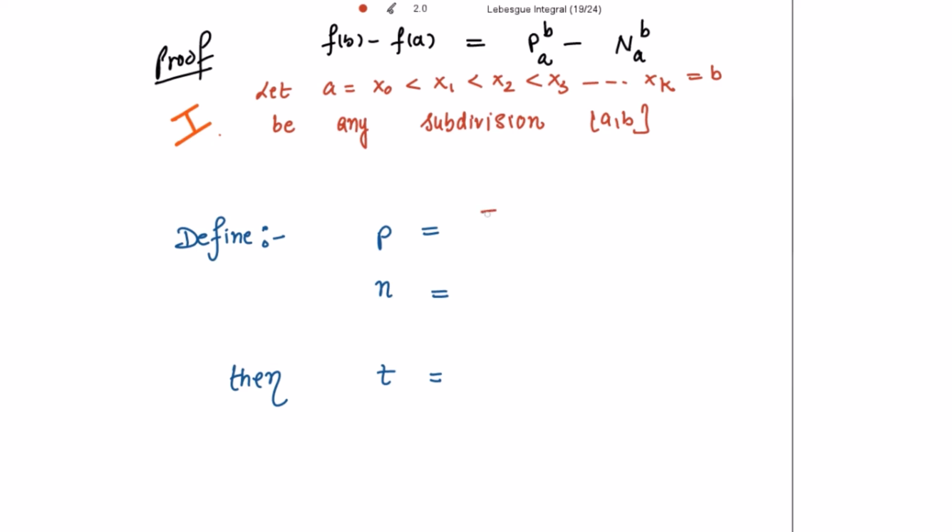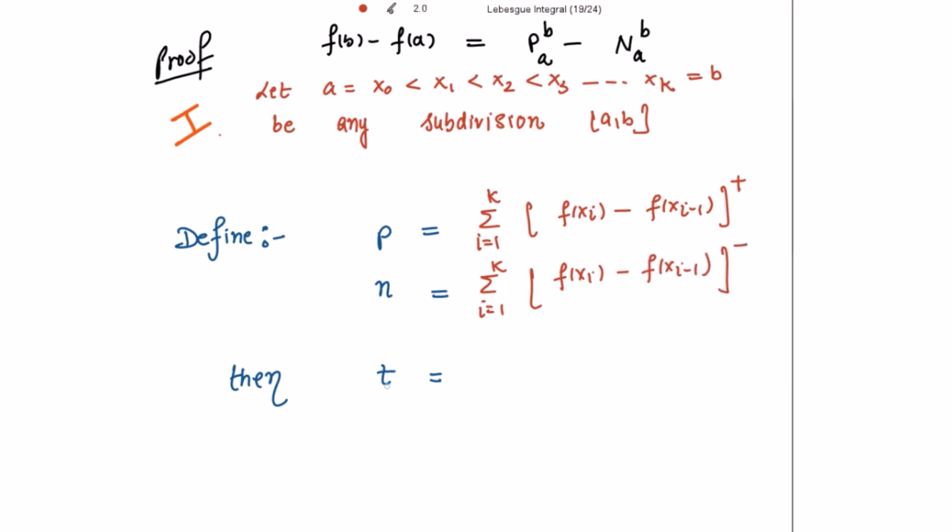And let's define small p to be the summation of f(x_i) minus f(x_{i-1}), that is the positive variation of f, and small n to be the summation of the same f(x_i) minus f(x_{i-1}), that is the negative variation. Then small t is the sum of p and n. That will be equal to the summation of the absolute value of f(x_i) minus f(x_{i-1}).